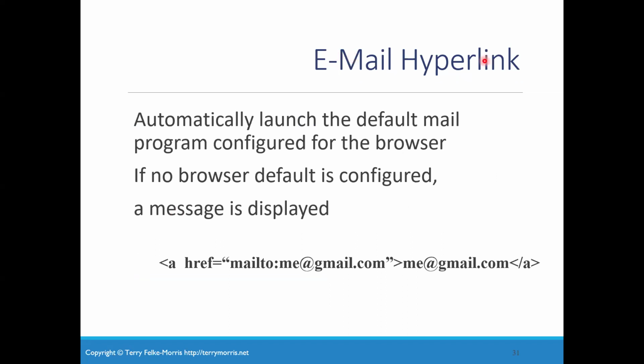Now we have the email hyperlink. If you want an email program to open automatically when somebody clicks on an email, you will need to use what we call mailto. Just write mailto, colon, and then the email of the person. Once the person clicks the text, it will open the mailbox for the person to write a mail.